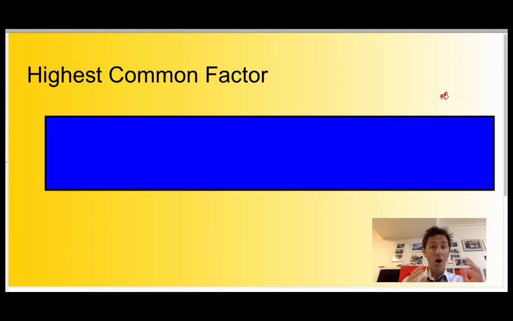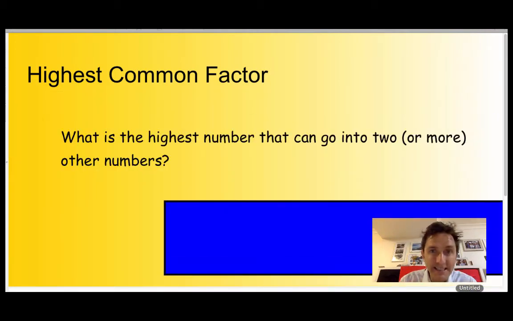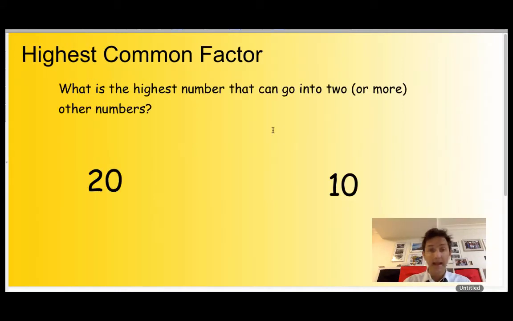Okay, guys. So when we're looking for the highest common factor, what we're looking for is this: what is the highest number that can go into 2 or more, but let's just keep it at 2, other numbers? For example, here are 2 numbers. You've got 20 over here and you've got 10 over here. Now, what is the biggest number that can be divided into 20 that can also go into 10?